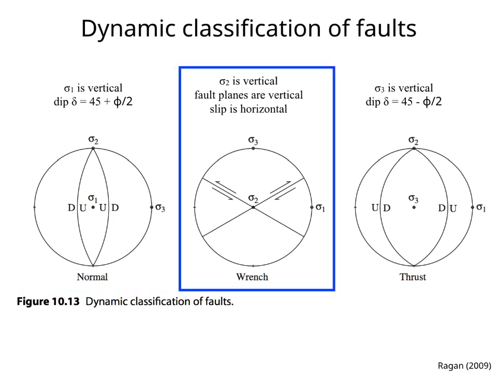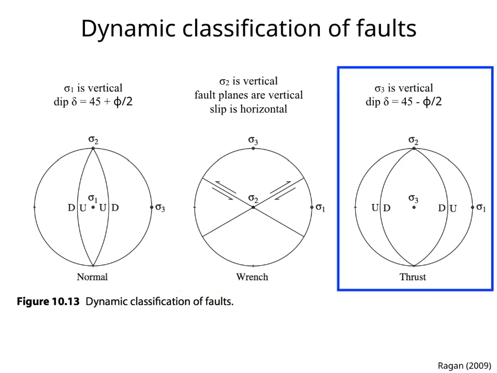In strike-slip faults, sigma 2 is vertical, and sigma 1 and sigma 3 are horizontal. Sigma 2 is at the intersection of the faults. Sigma 1 bisects the acute angle between the faults, and sigma 3 bisects the obtuse angle between the faults. The faults are vertical and the slip is horizontal.